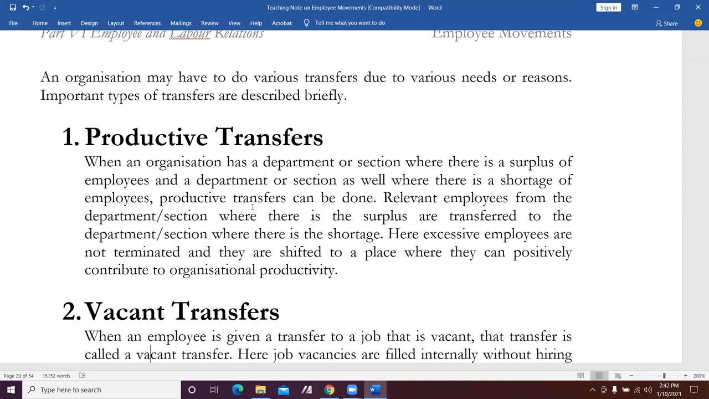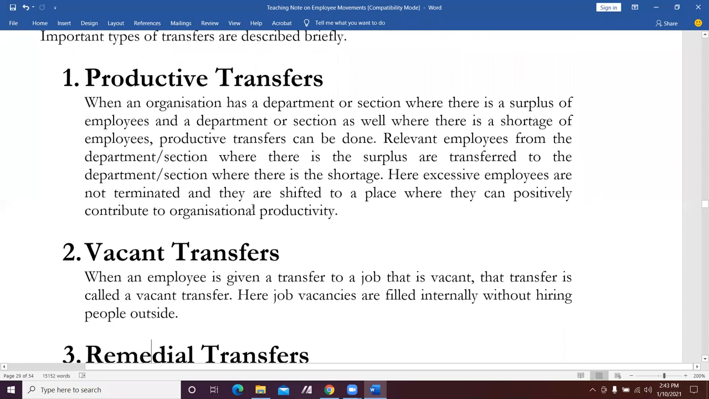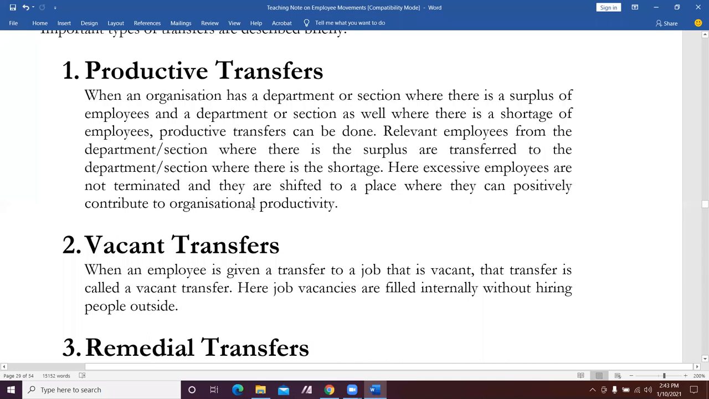So assume that these drivers would like to get a transfer from the administration department to the production department. They also don't like to get that retrenchment. They still want to work for the organization, but not as drivers, but as production employees. And assume the relevant training is given to those employees, and then they are moved from the administration department to the production department. Such transfers are called productive transfers. So they are given to maintain productivity or stop declining productivity.